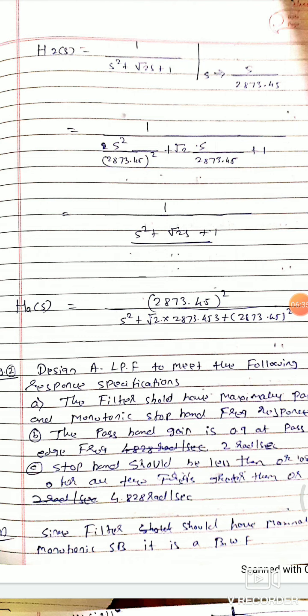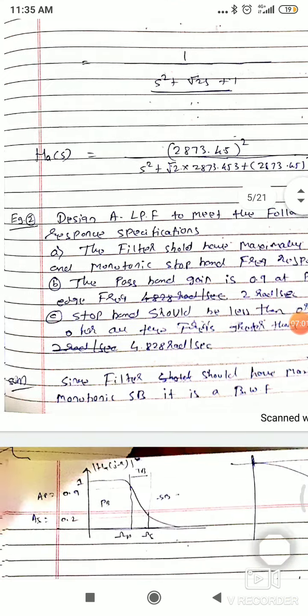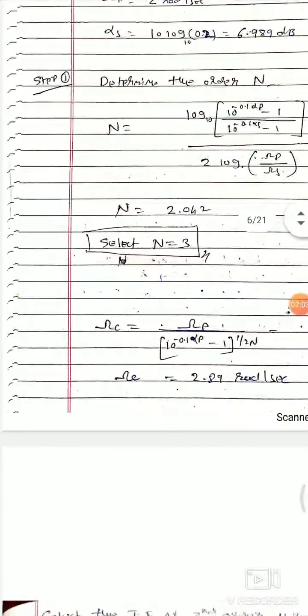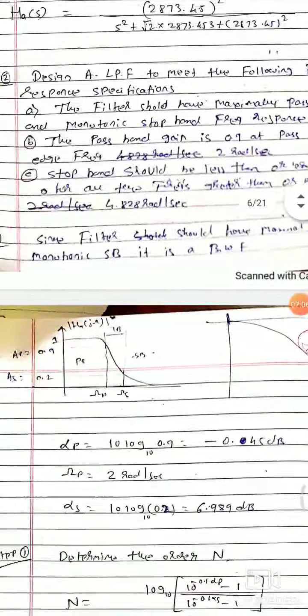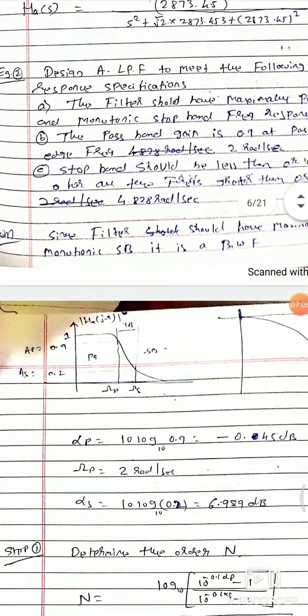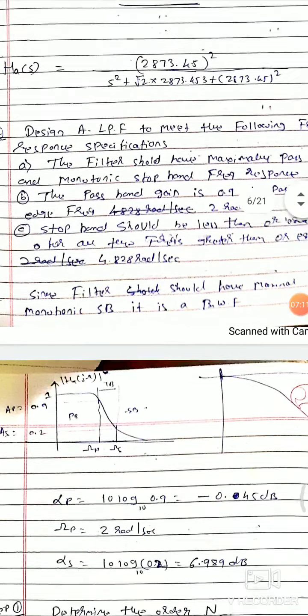It is a mathematical simplification part. So you get 2873.4 pi whole square divided by S square plus root 2 into 2873.4 pi S, plus 2873.4 pi whole square. So this is how you get the transfer function of the required filter that you want to design. So this is one example, which is designed for LP to LP transformation.